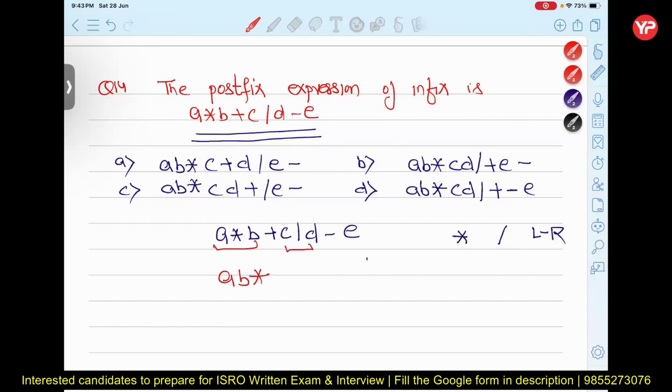In a similar way, we are going to solve this one, that is CD division. Now, what about this plus? Plus and minus again have the same priority with left to right associativity. So between these two, we have plus and then E minus. So which one is the right answer? A, B star, C, D division plus E minus. B is the right answer. Keep in mind, my dear students, B is the right answer while converting this infix into postfix.